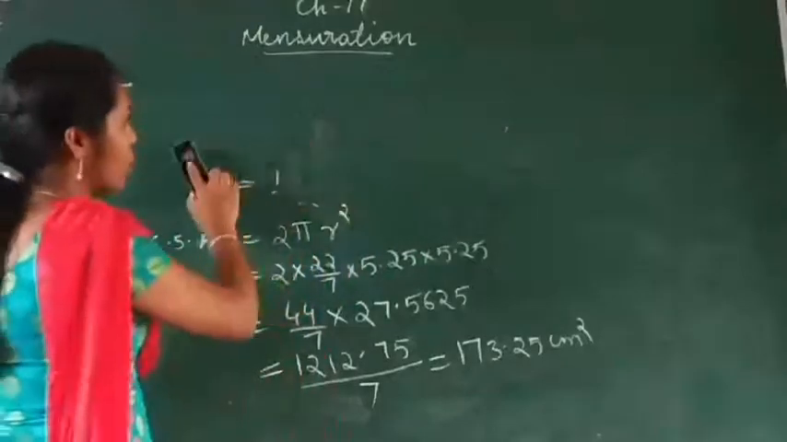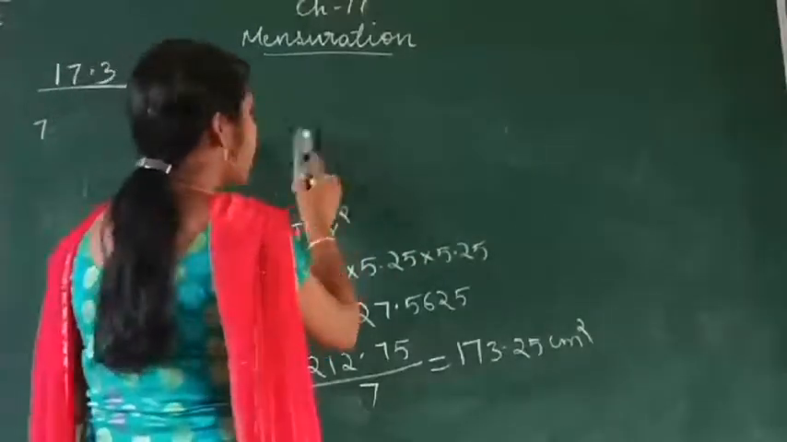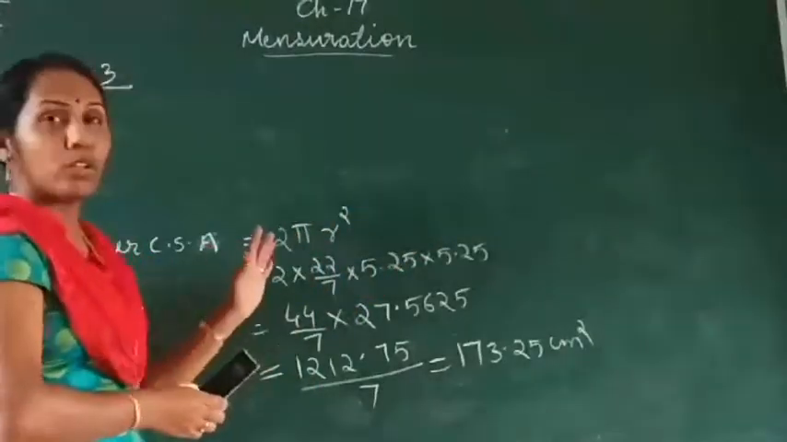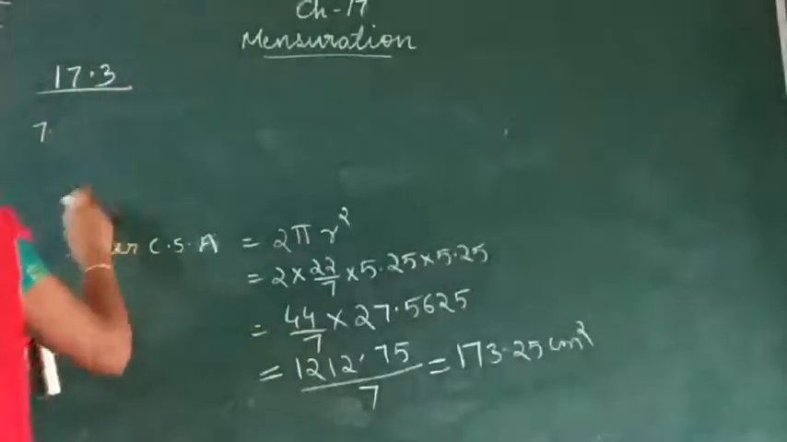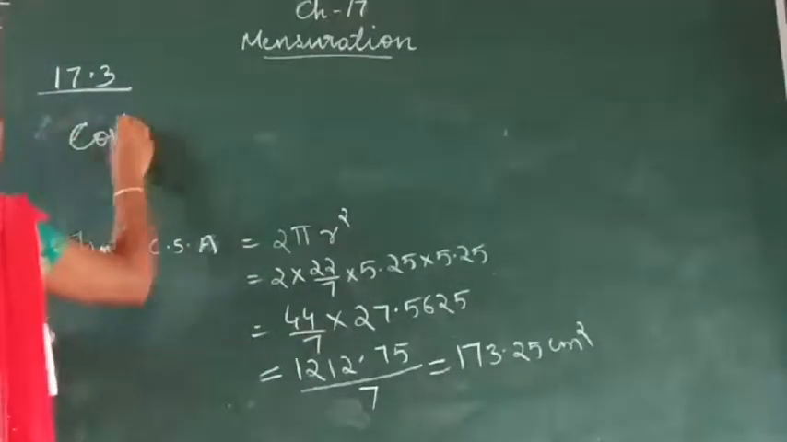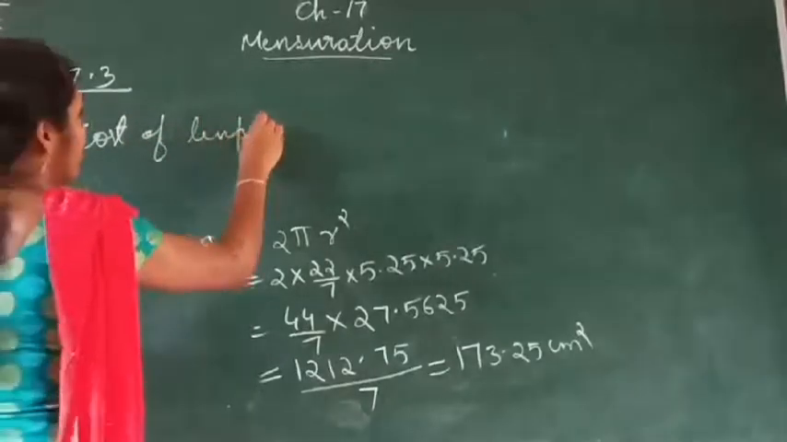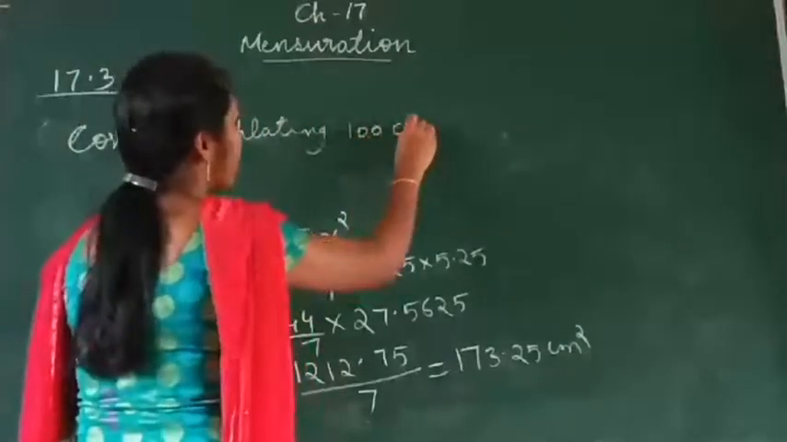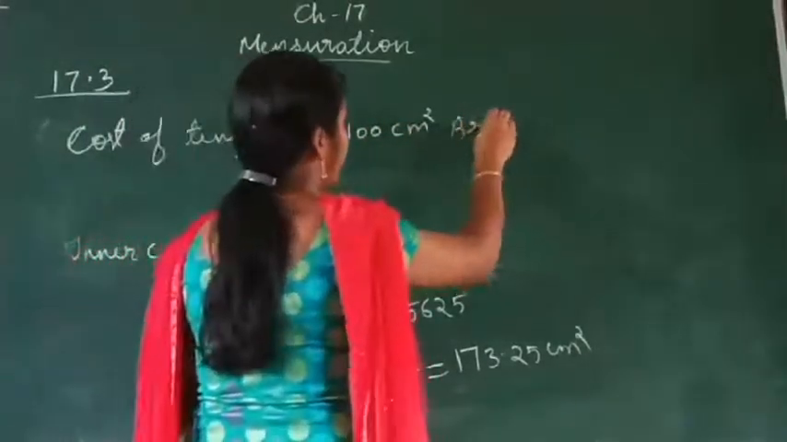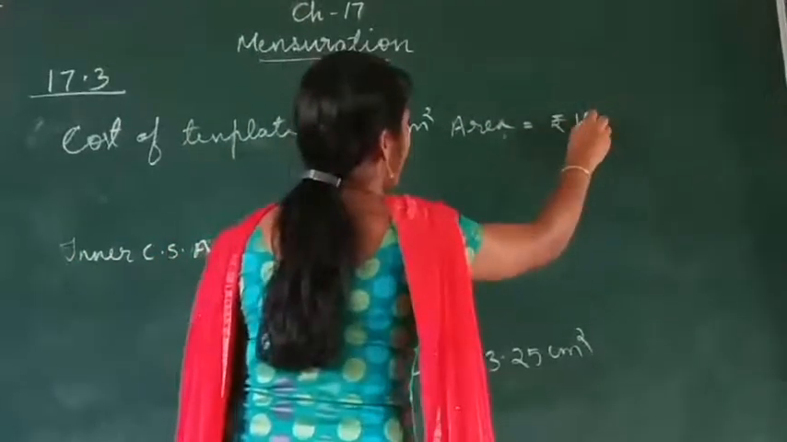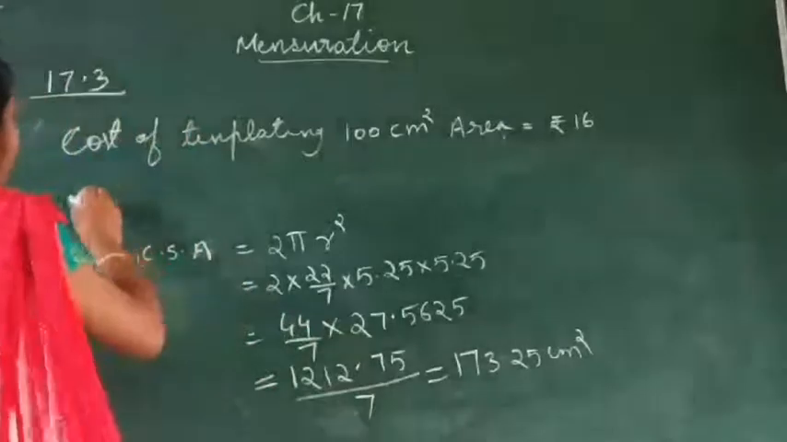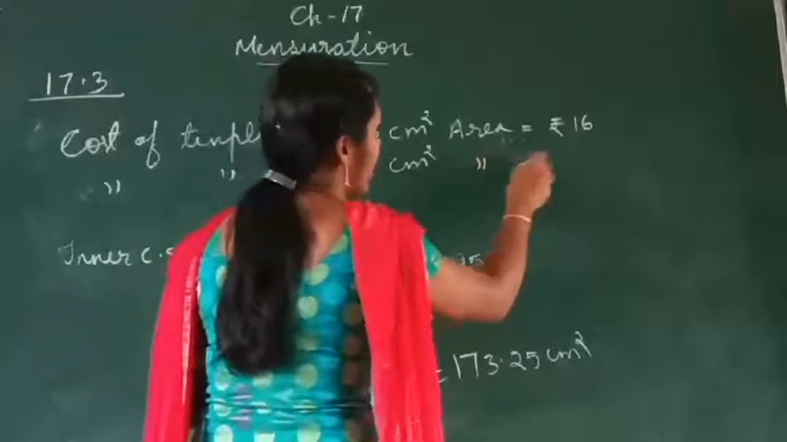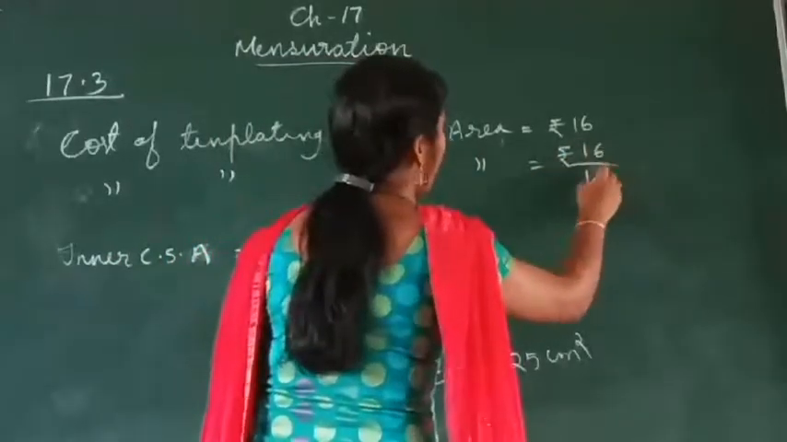Now we have to find out the cost of tin plating. So it is given that the cost of tin plating for 100 centimeter square is equal to rupees 16. So first of all we can write cost of tin plating 100 centimeter square of area is equal to rupees 16. This is what it is given. Now cost of tin plating 1 centimeter square of area we can find is equal to rupees 16 by 100.